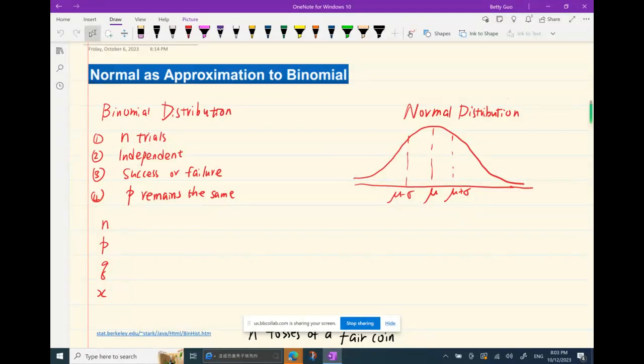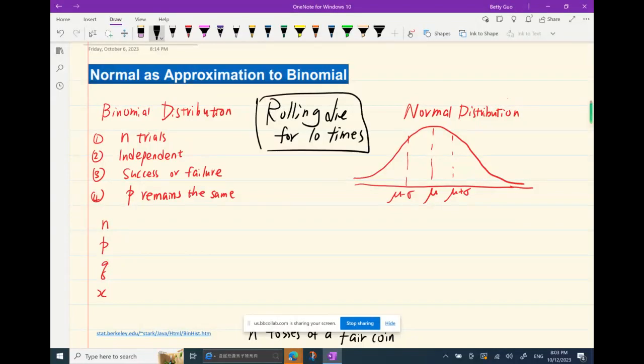Let me give you a very simple example. Let's consider rolling a die 10 times. That is my experimental procedure, rolling a die for 10 times. That procedure gives us a binomial distribution.